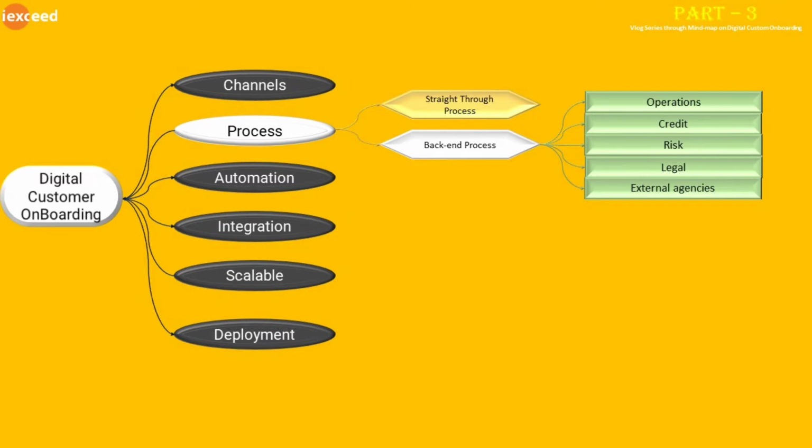The backend process would involve teams from multiple skill sets, right from operations, validating the authenticity of the information provided, credit team validating the creditworthiness of the entity or the customer, risk team ensuring all possible risk mitigation checks are performed, legal team confirming all documentation abides by the bank's policies, and at times involvement of external agencies to perform field validations. All these skills can be built within the bank or can be outsourced to respective agencies who can perform their respective skill sets.